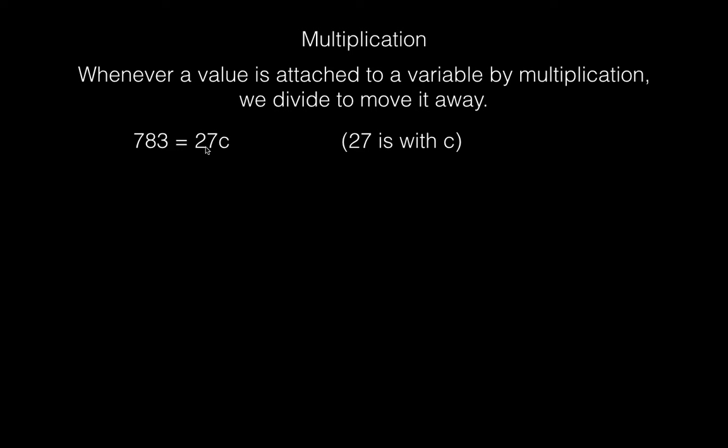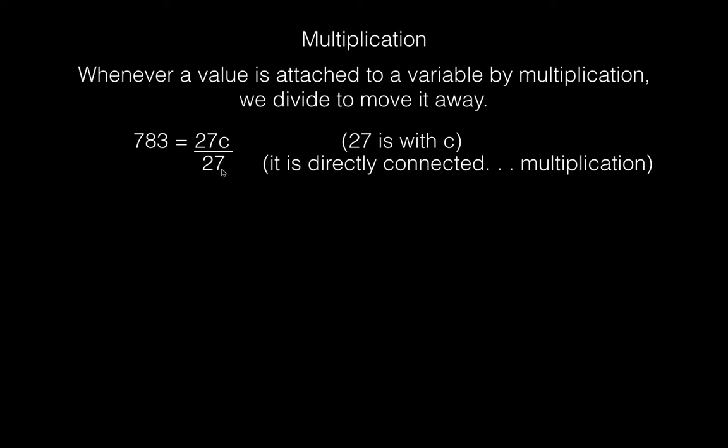The special thing to recognize is that these two are directly connected. And remember that whenever they're directly connected, because I think we learned that in Unit 3, that means multiplication. And so it means that's 27 times C, which means that if I want to get rid of this 27, I will divide by 27.